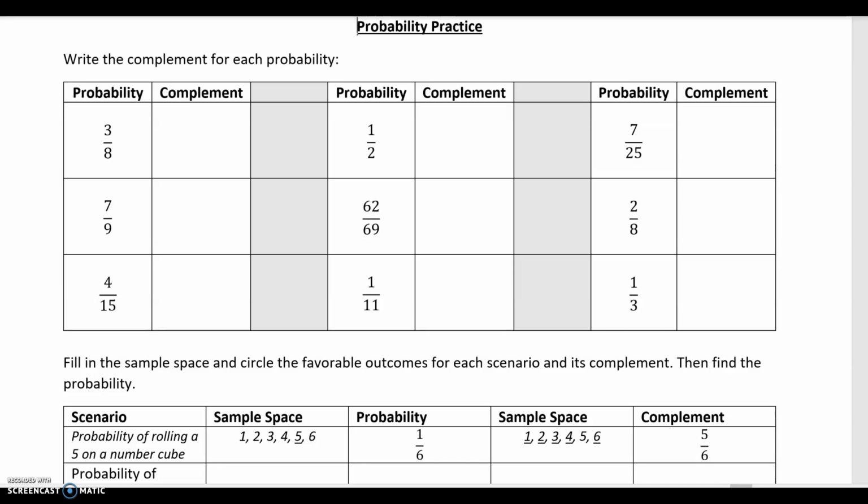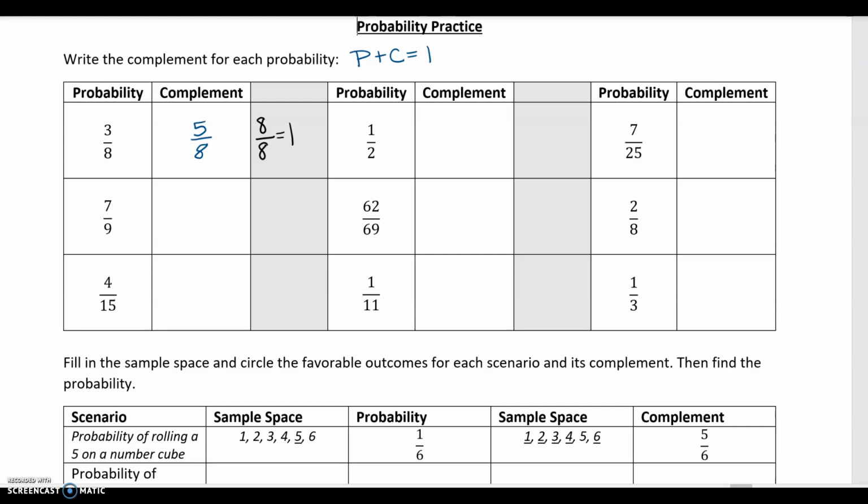Okay? So for example, if this is 3 out of 8, I need it to equal to 8 out of 8, right? Because that's the same as 1. So I'm saying that 3 plus a number equals 8, or 8 minus 3 equals 5. 5 is my complement because 3 plus 5 equals 8. So a probability plus its complement equals 1.